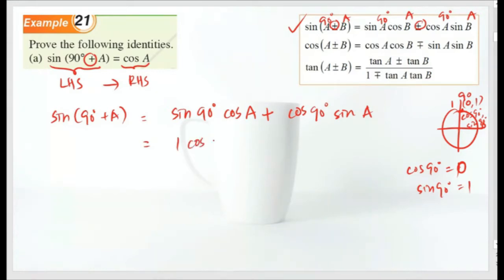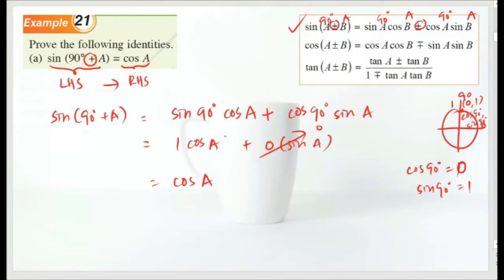Then cos A plus cos 90 degree, which is 0, times sine A. 0 multiplied by any value becomes 0. So your answer is cos A. Okay. Understand?